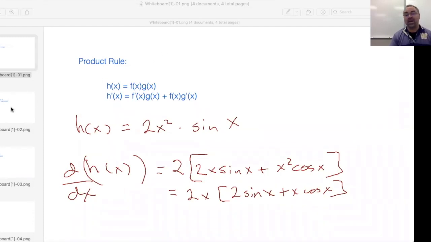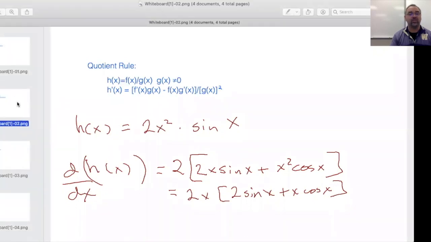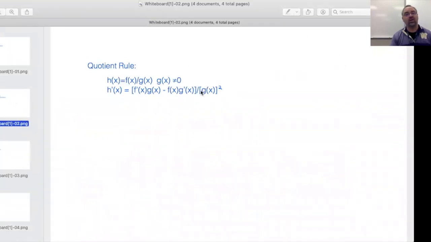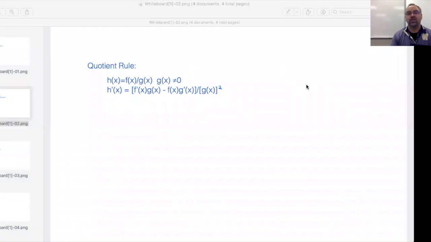The quotient rule, my least favorite of the derivative rules for sure, because we have that nasty denominator term. I had to write it out like this because I was typing it out and the keyboard wouldn't let me do it. So I'm actually going to write it out in handwriting here, just to remind us all: f prime of x times g of x minus f of x times g prime of x.